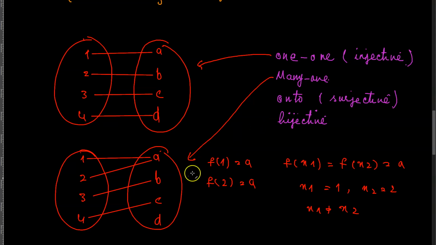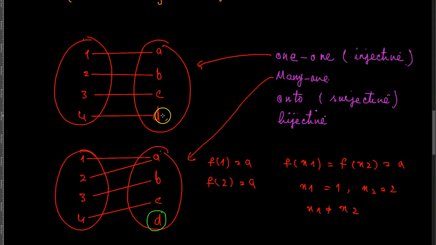Moreover, you can see that in this function there is this element d, which is not the image of any element in the domain of the function, and so you cannot call it an onto function or a surjective function. But you can see that every member of the codomain of this function is actually the image of some element in the domain of the function.